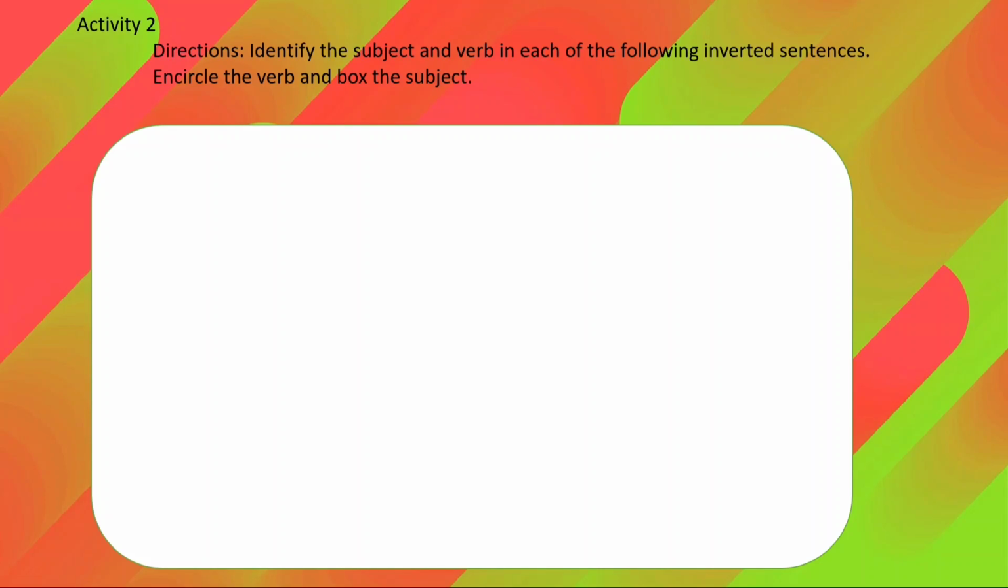Activity 2. Directions. Identify the subject and verb in each of the following inverted sentences. Encircle the verb and box the subject.